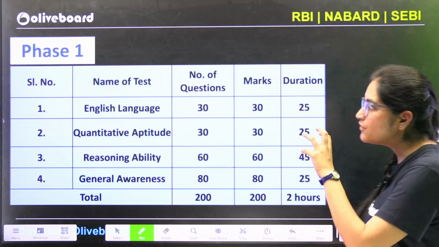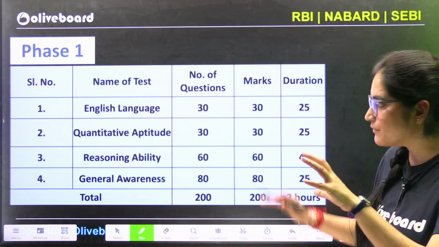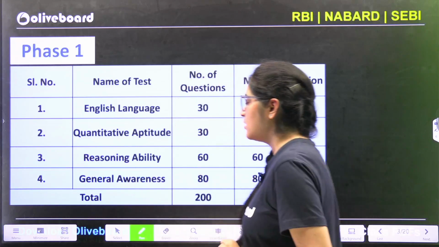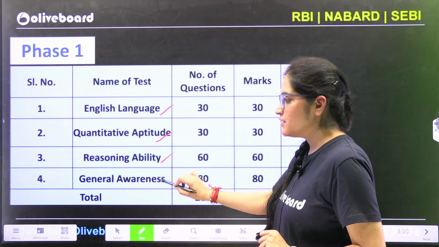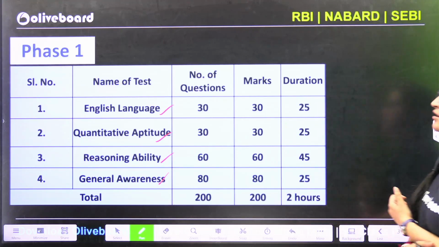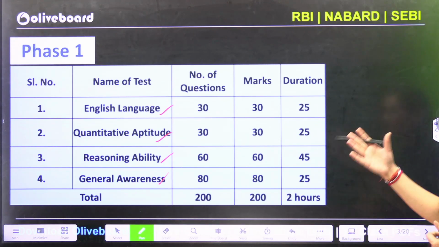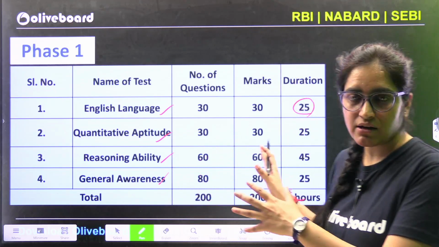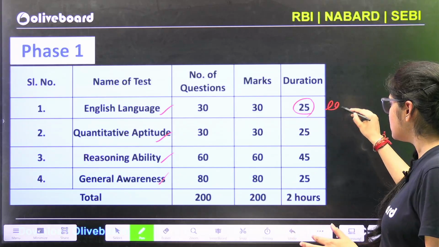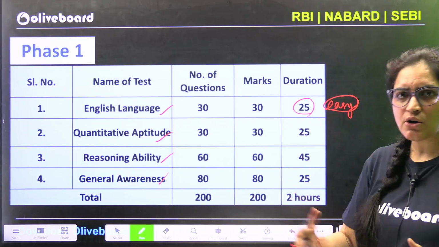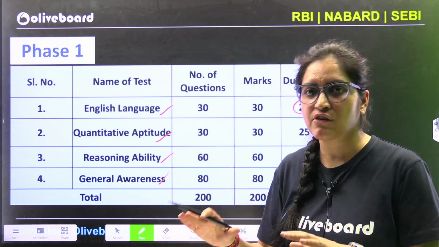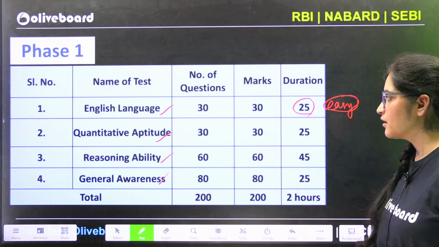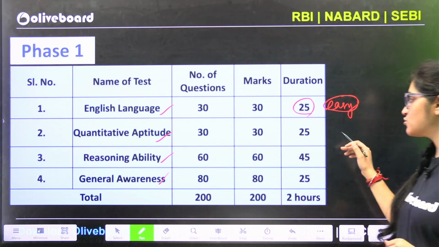RBI's examination cycle starts from phase 1, in which there are 4 subjects: English, Quant, Reasoning and General Awareness. In English come 30 questions, 30 marks, duration is 25 minutes. If I tell you about this segment, in the last 2 years, it was pretty easy. If you are thorough with the SBI PO and IBPS PO exams, if you have given them, then you will find it pretty easy because it was easy. Quant, 30 questions, 30 marks, 25 minutes.